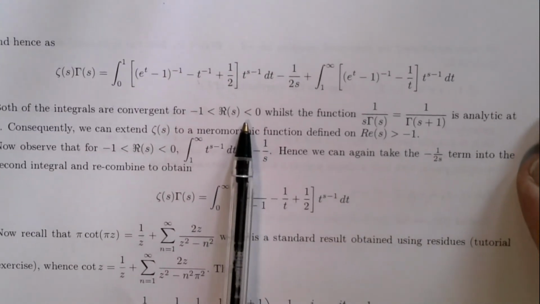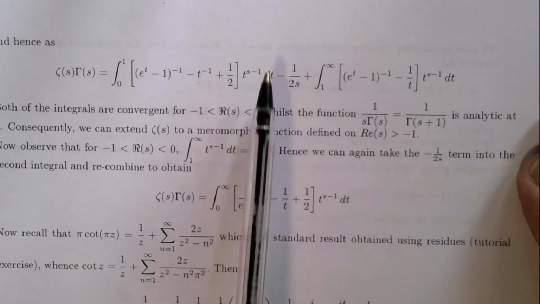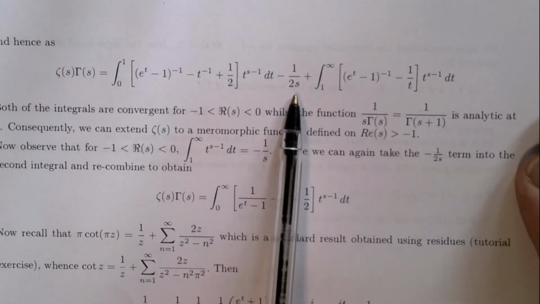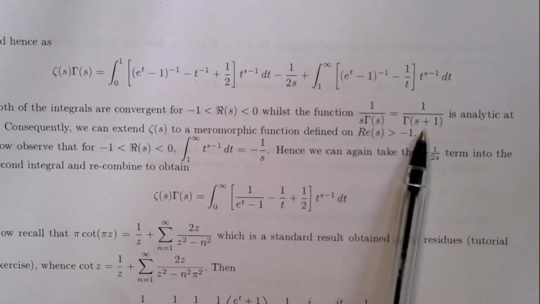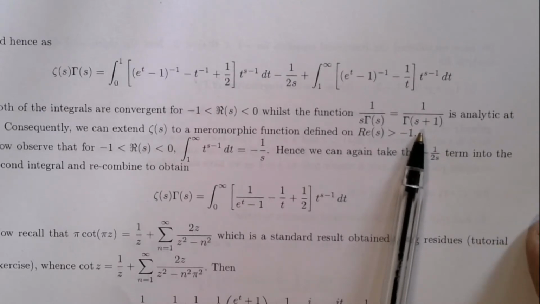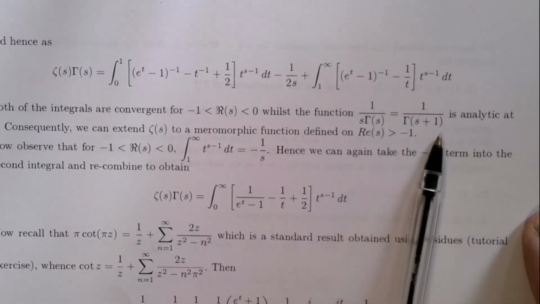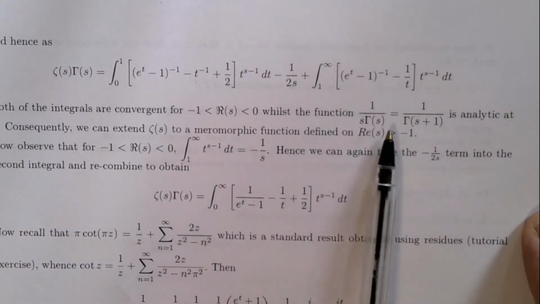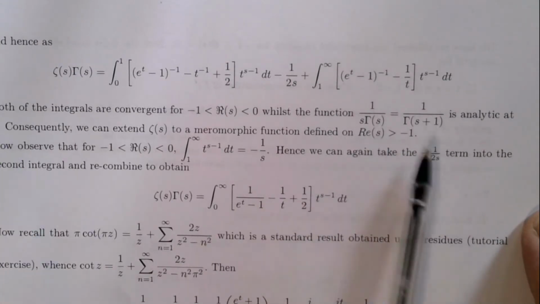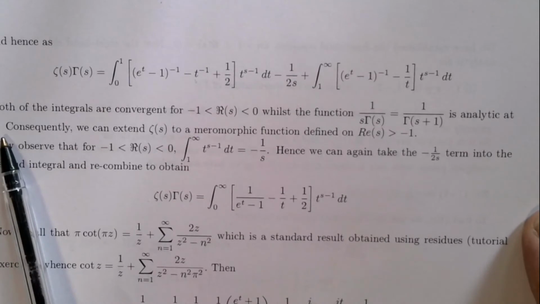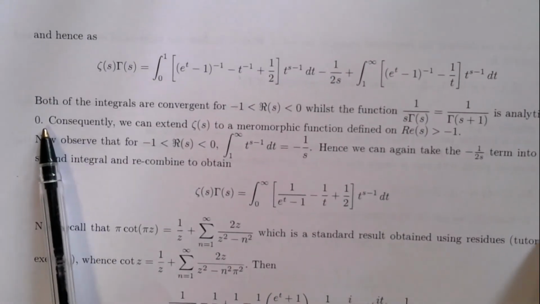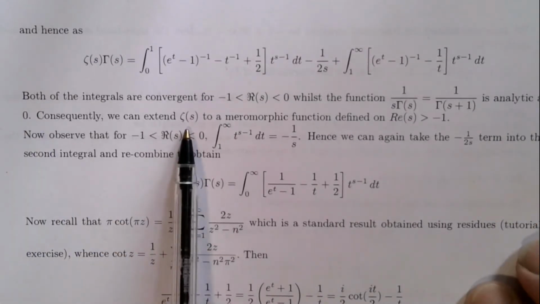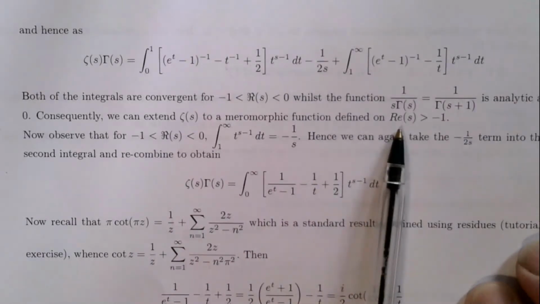And if I divide by gamma s here, then I get 1 over 2s gamma s. But 1 over s gamma s is 1 over gamma s plus 1 by that reduction formula for the gamma function. And that one now is analytic at 0. Because remember, gamma of s was analytic for s bigger than 1, so gamma s plus 1 is now analytic for s bigger than 0. Consequently, we can extend zeta of s to a meromorphic function defined on the real part of s bigger than minus 1.